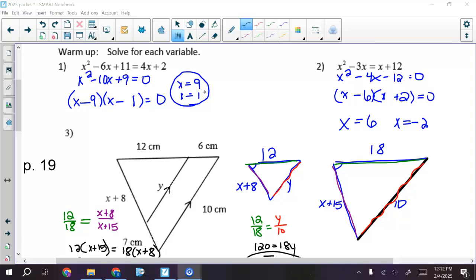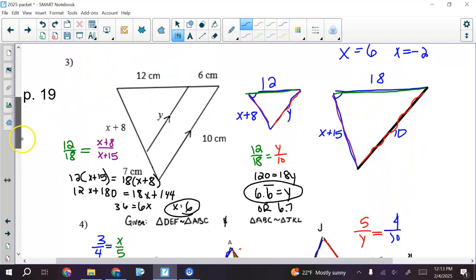Here we go, number 2. Again, subtract the x, so negative 3x minus 1x would be negative 4x. Subtract the 12, negative 12. Break it down. What multiplies to 12 and has a difference of 4? 6 and 2. So the bigger one's got to be the negative: minus 6 plus 2. So then your answers are 6 and negative 2. So always change that sign there.